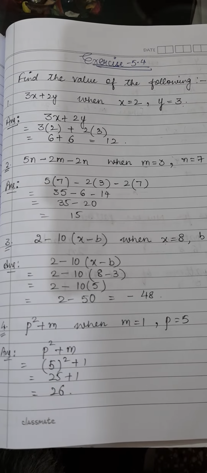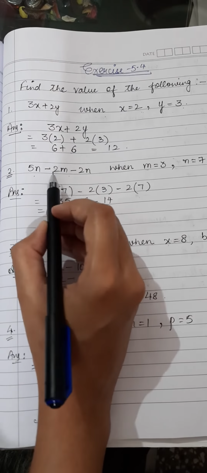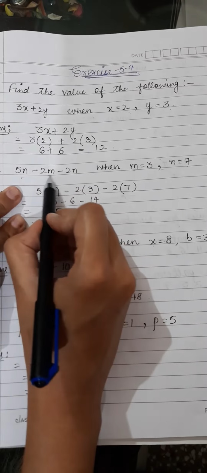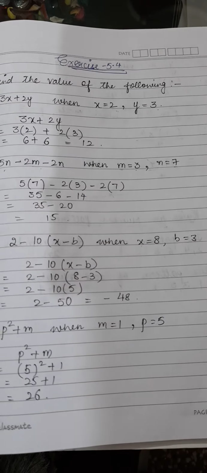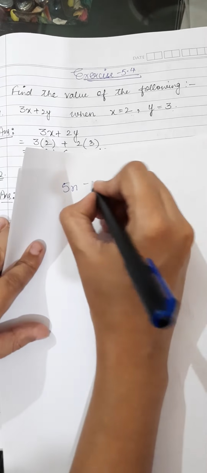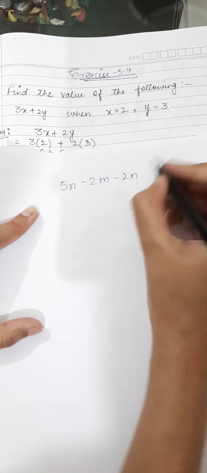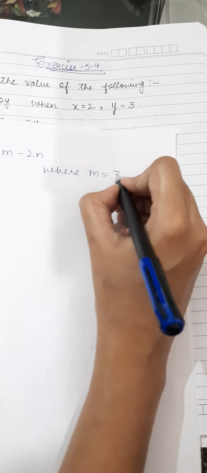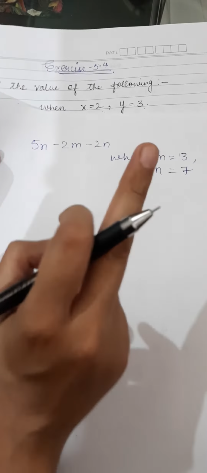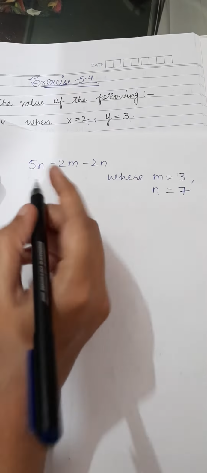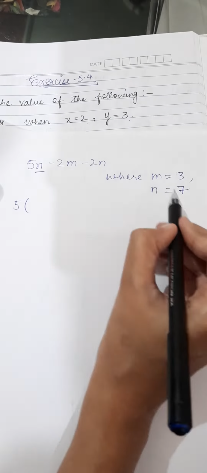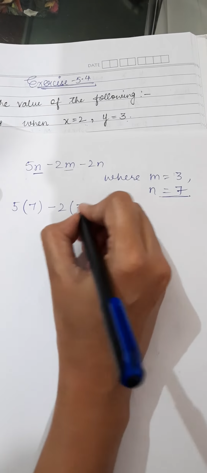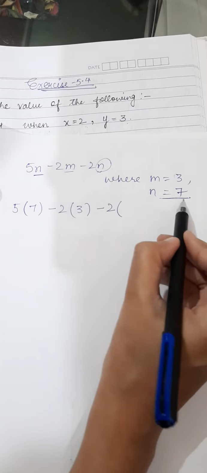In the next question, now the variables are n and m. In this question, the value of n is given as 7 and the value of m is given as 3. So you are going to find the value of 5n minus 2m minus 2n, where the value of m is 3 and the value of n is 7. Just place the values of these variables. 5, what is the value of n? 7. Place 7. Minus 2m, what is the value of m? 3. Minus 2 into n, what is n?